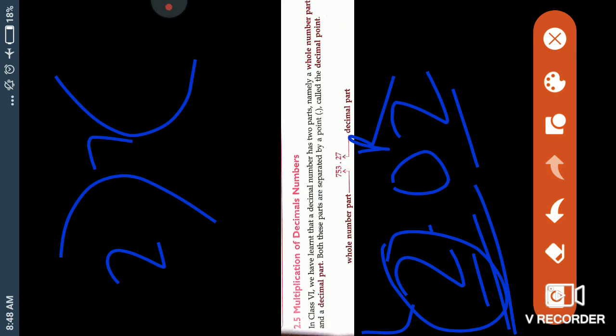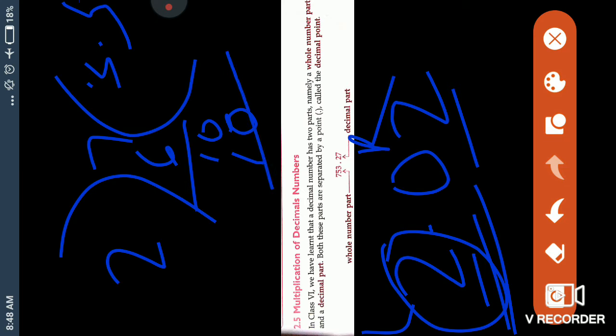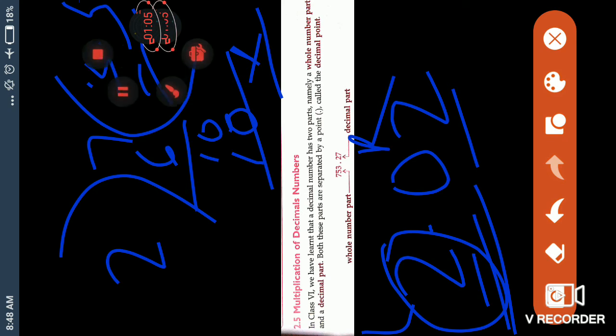It means complete division. Suppose we divide 7 by 2: 2 threes are 6, 1 is remaining, then we put the decimal and add a 0, 2 fives are 10. Now, you understand? So this is the whole number and this is the decimal part. So there are two parts of the decimal number: the first is the whole part, the other is the decimal part.